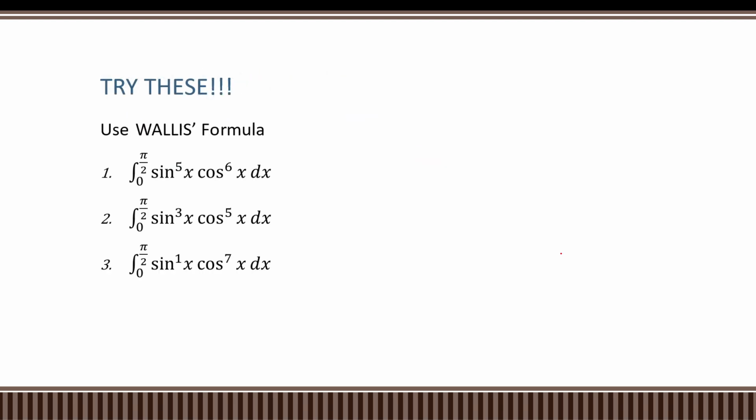So let's have you try this. Use the Wallis formula to solve this problem.